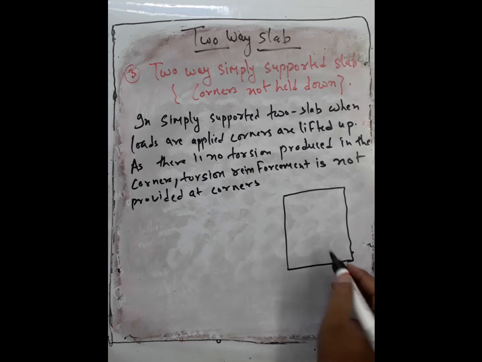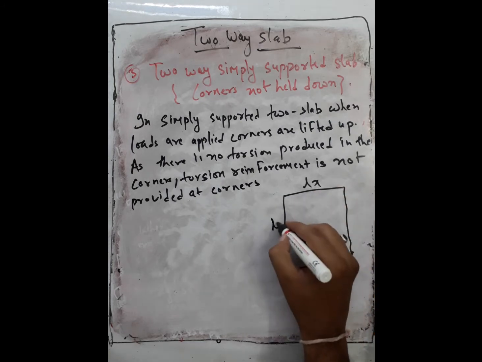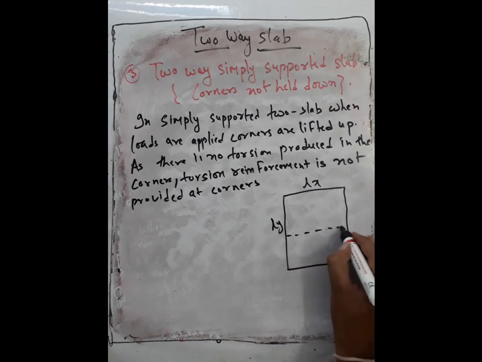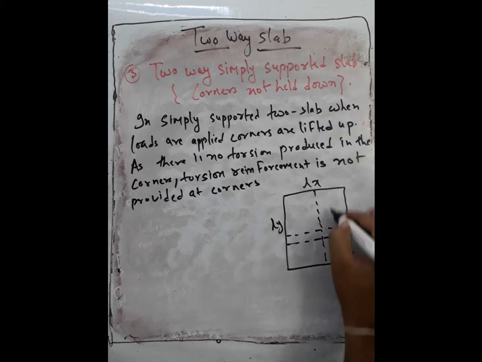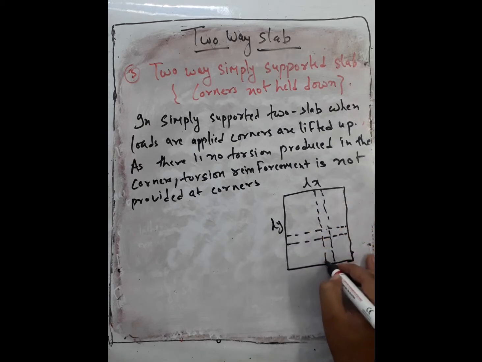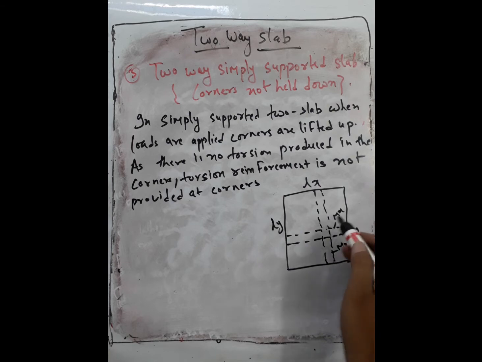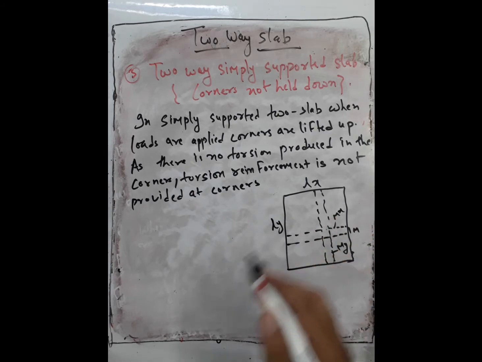Okay, so let's see one diagram for that. This is Lx, this is Ly. Okay, here we take a 1 meter strip, so this is in Lx direction and this is in Ly direction. So this we call Mx and this we call My. This one is the short direction and this one is the long direction.